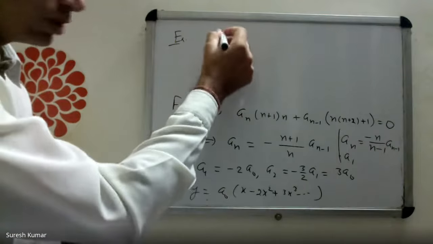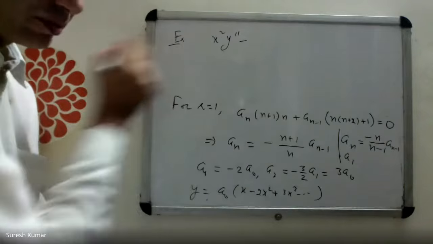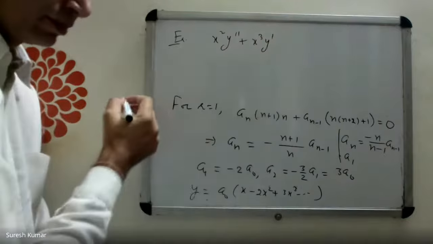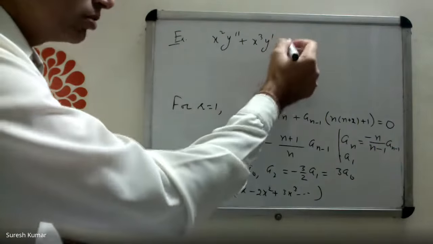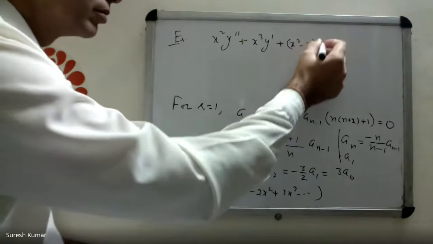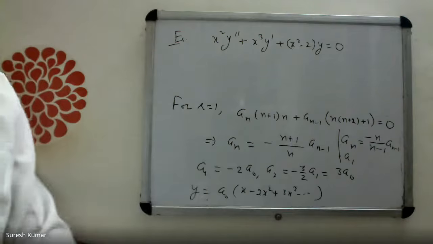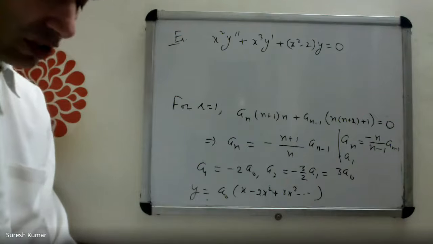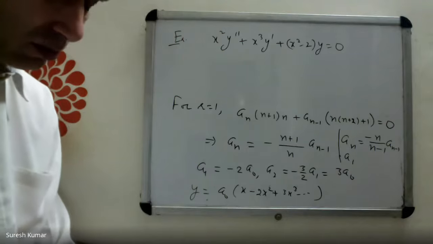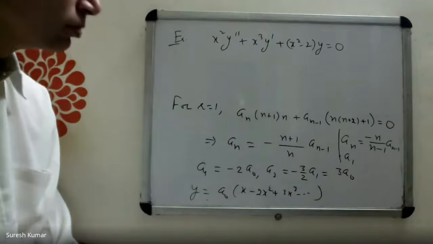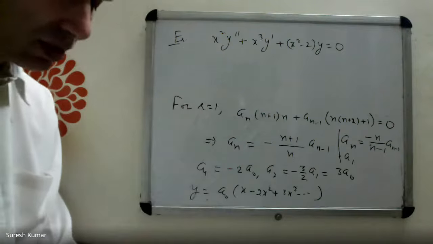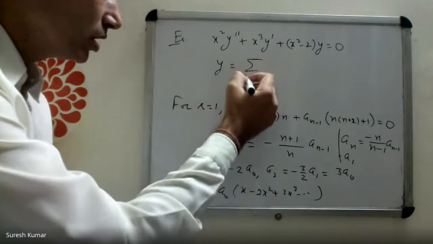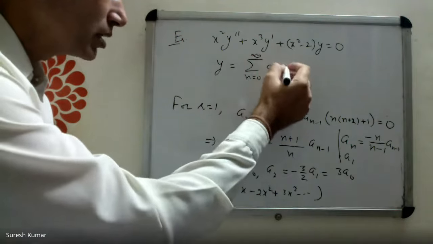Find the power series solution of x square y double prime plus x cube y prime plus x square minus 2 y. Okay, try to solve it up to the indicial equation. Later I will tell you what is special in this problem. Try to do it. x equal to 0, you can check, is a regular singular point. So you will assume a series solution of the type summation n varying from 0 to infinity a n x power n plus r.